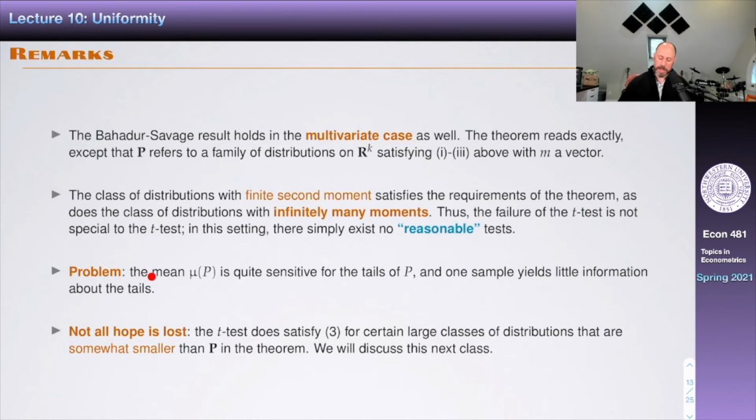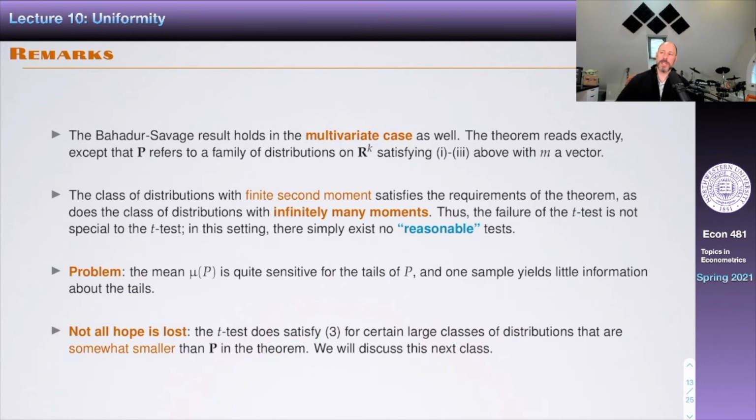The problem, as I said before, is that the mean is quite sensitive to the tails of the distribution, and one sample yields little information about the tails in general. So this is of course a negative result. But as I wrote here, not all hope is lost. The t-test does satisfy 3, which is the uniform size control, for certain large classes of distributions that are somewhat smaller than ball P in the theorem.